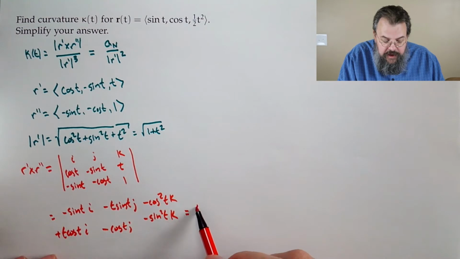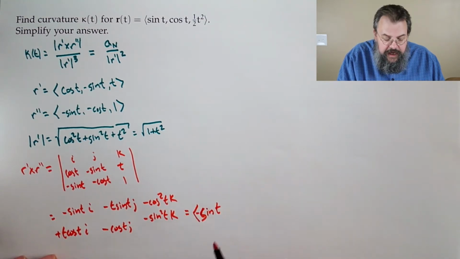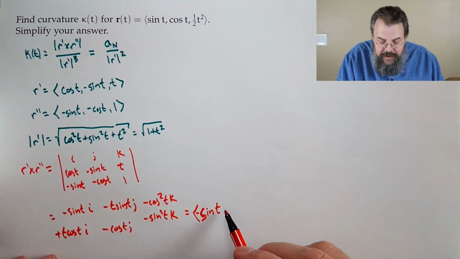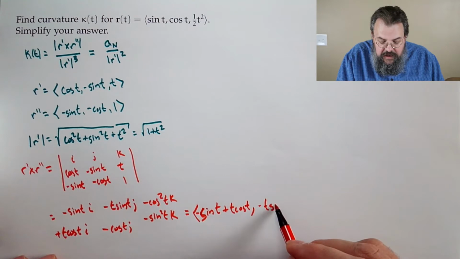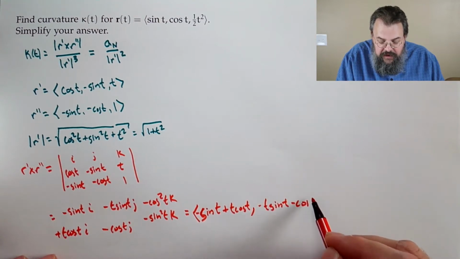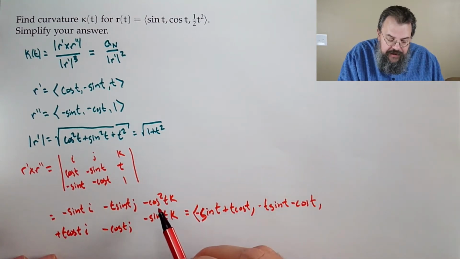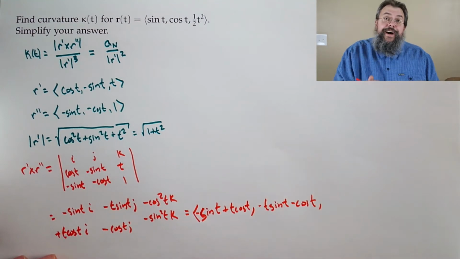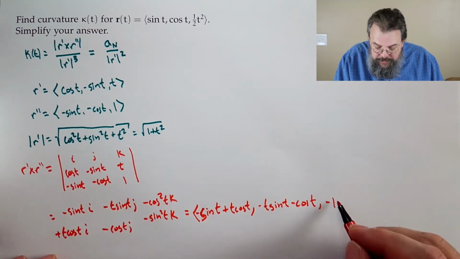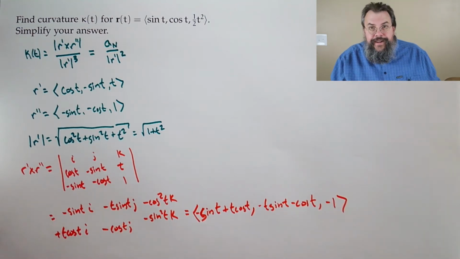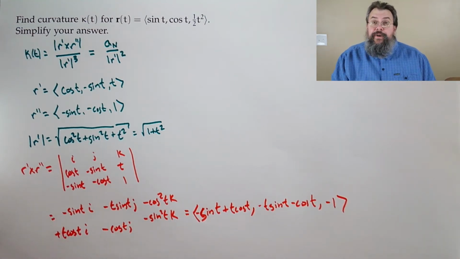So we end up with negative sine t, don't forget that negative, plus t cosine t, comma, minus t sine t minus cosine t, comma, minus cosine squared minus sine squared. At least we have one good term. Minus 1. Good.